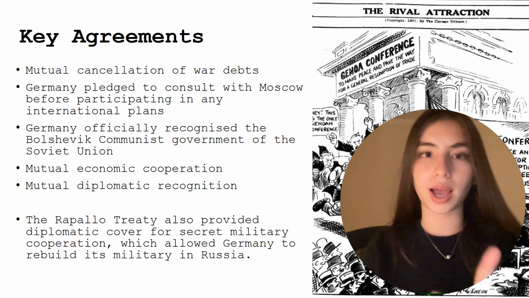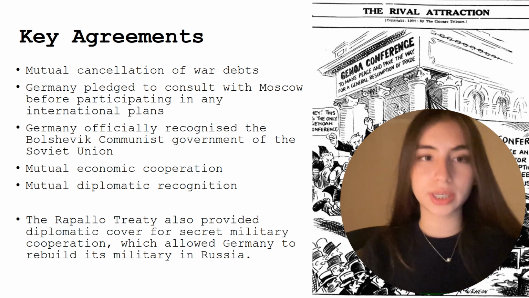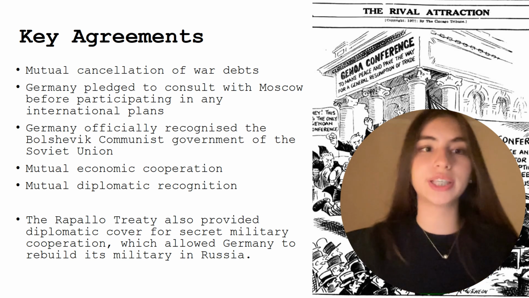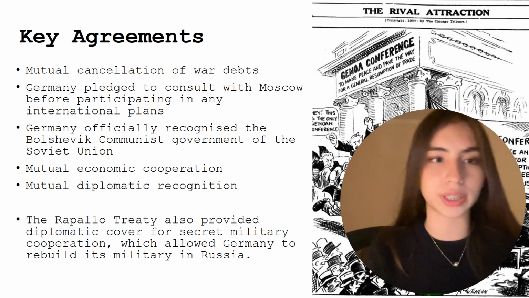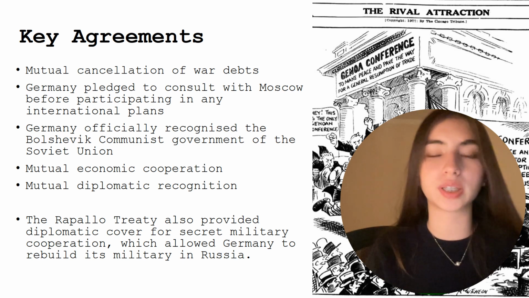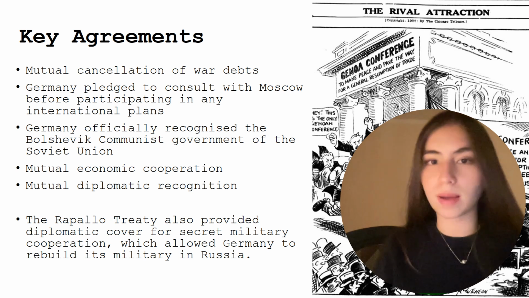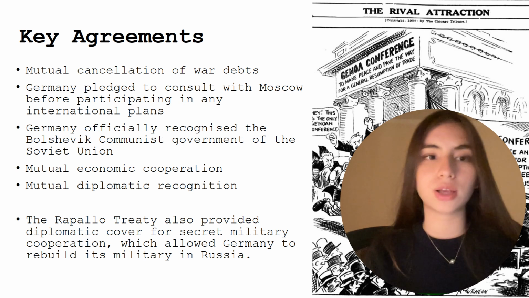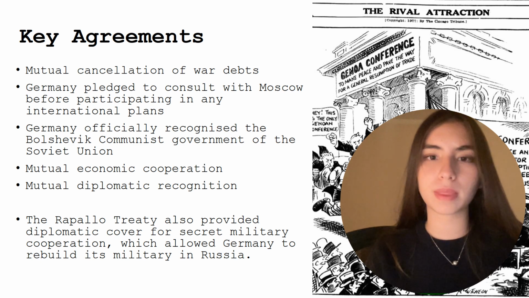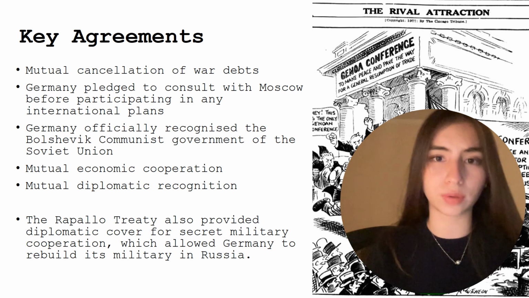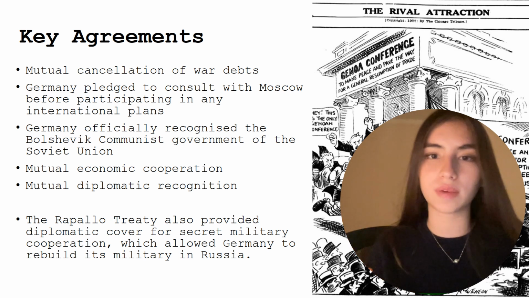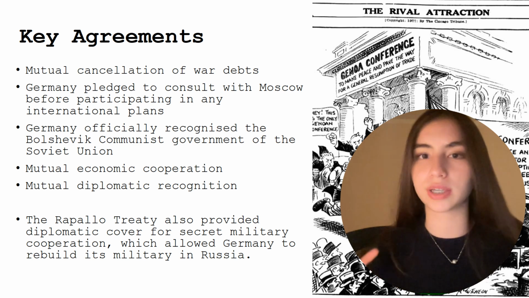A very important fact as well is that the Rapallo Treaty also provided diplomatic cover for secret military cooperation. So this was a secret clause of the treaty, which allowed Germany to rebuild its military in Russia. If we remember the terms of the Treaty of Versailles, Germany's army was very, very greatly restricted, but Germany had always seen its army as a source of pride, and they really, really wanted to rebuild this. So the Treaty of Rapallo gives Germany cover to do this secretly in Russia.